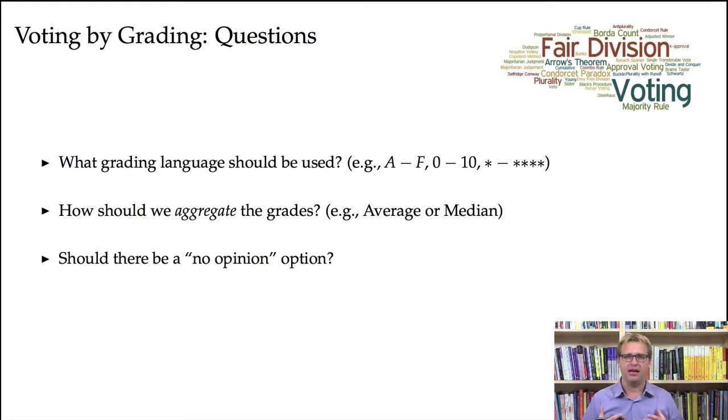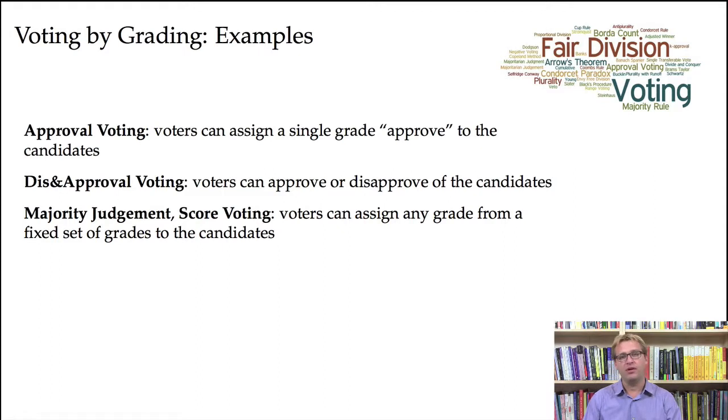So some examples of voting systems that we've already discussed that fall into this general category, voting by grading. The first example is, of course, approval voting. In approval voting, each voter has one grade, and they can either assign it to a candidate or not, namely approval. I've mentioned dis-and-approval voting, where you allow voters two grades. You can either approve of a candidate or disapprove of a candidate, or really neither. So it's really kind of 3 grades.